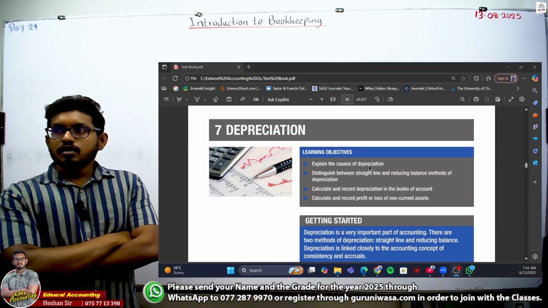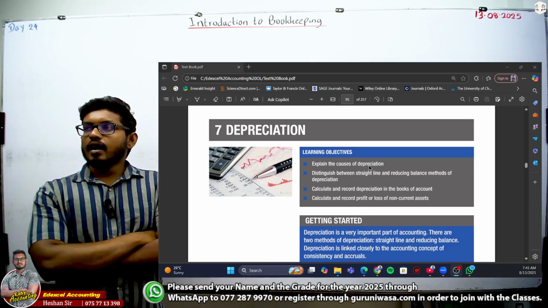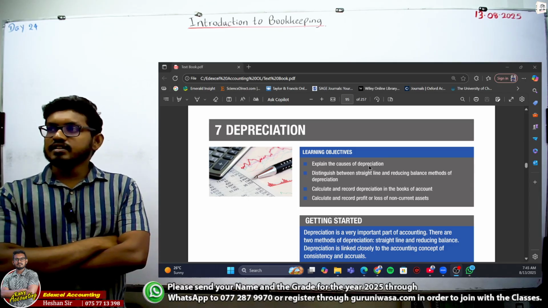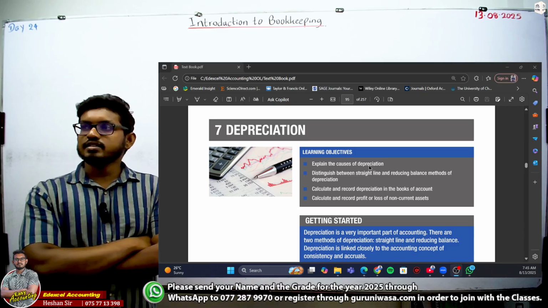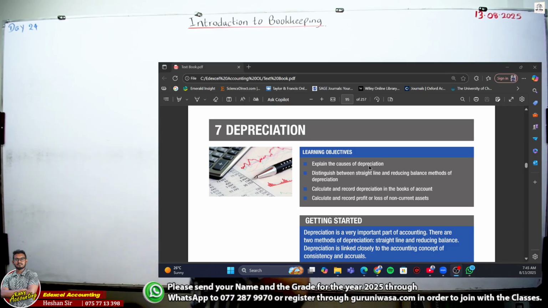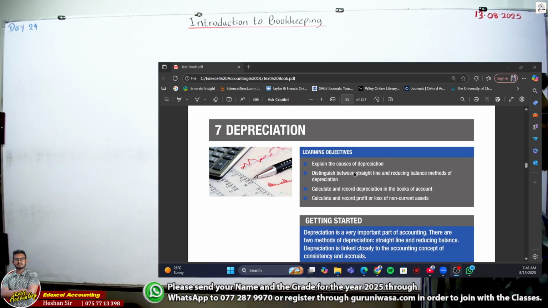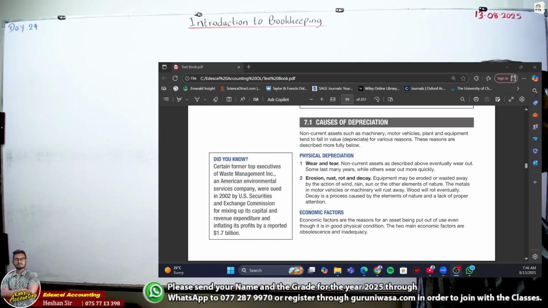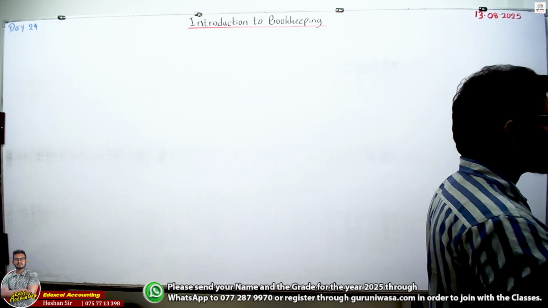Depreciation is a very important part in accounting. There are two methods of depreciation: straight line and reducing balance. Depreciation links closely to the accounting concept of consistency and accruals. I'll explain it when it comes to the accounting concepts.